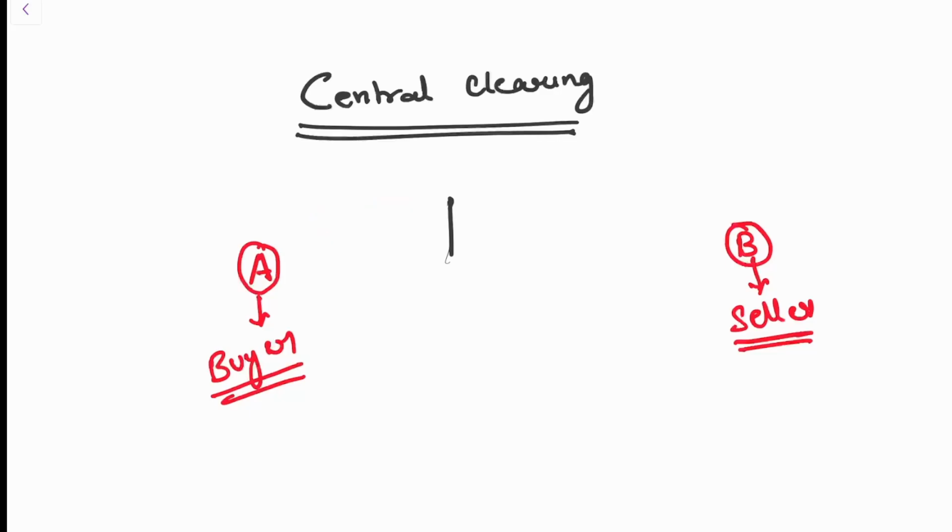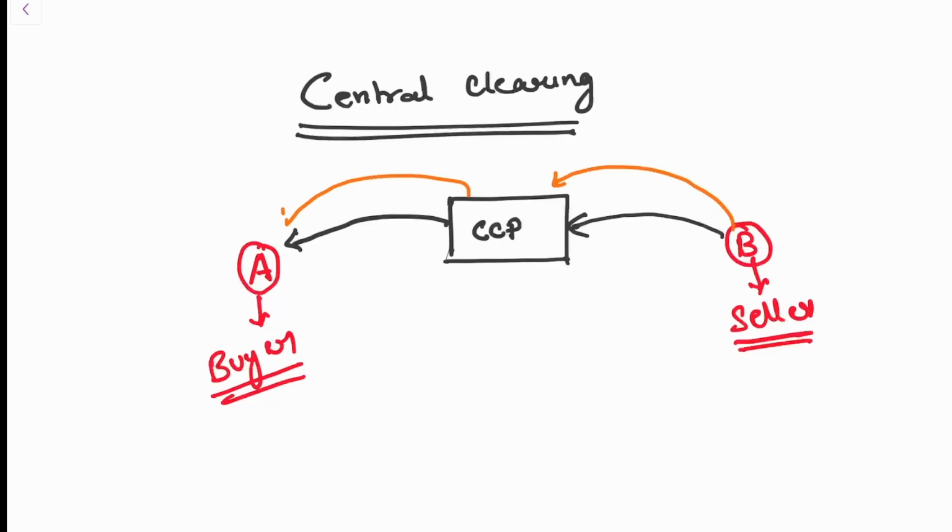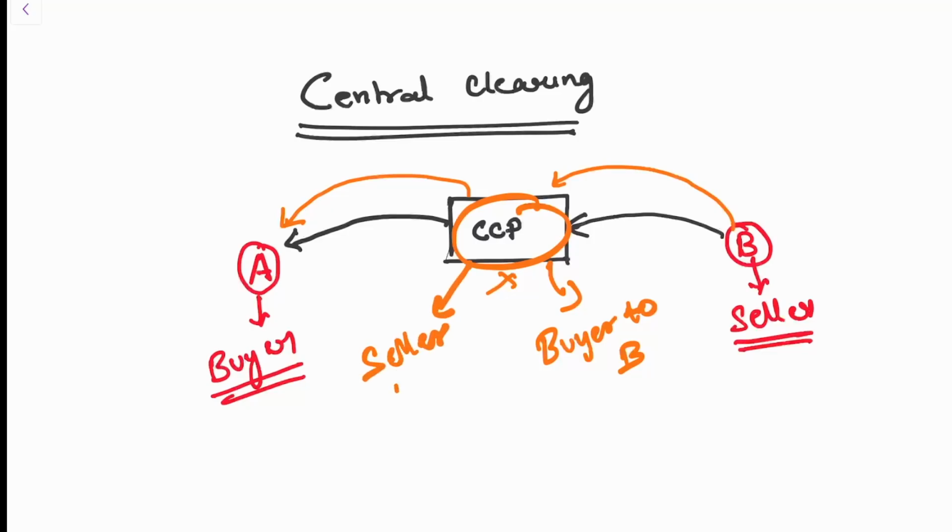So for that, we will keep a central clearing party, CCP, in between. Clear? Now, if A wants to buy, he will buy from CCP. B wants to sell, B will sell it to CCP. So what is actually happening over here? B is selling the shares to CCP, and from CCP who is buying the shares? A. At the end, there is no position for CCP because whatever he bought from B, CCP is a buyer to B and CCP is a seller to A.